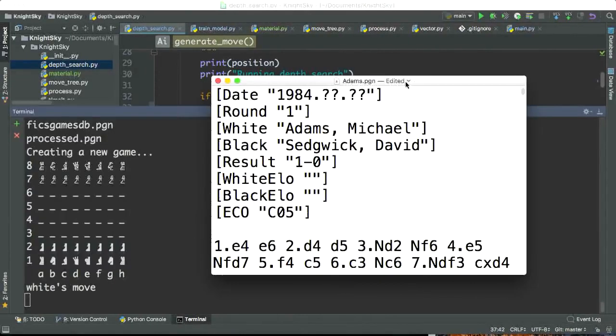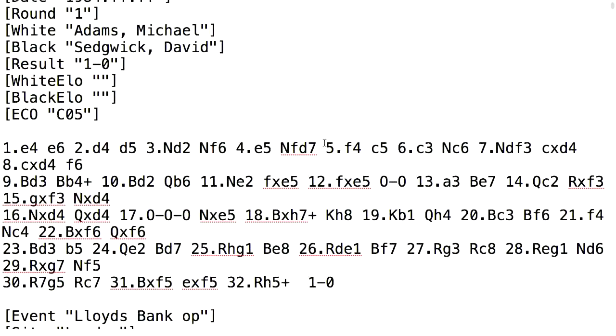So here's what a PGN looks like. As you can see, it's just a bunch of moves written in algebraic notation with some metadata. I have to parse this out and get rid of all the numbers and the metadata, and purely feed the moves into the engine. So now I want to show you guys a demo.